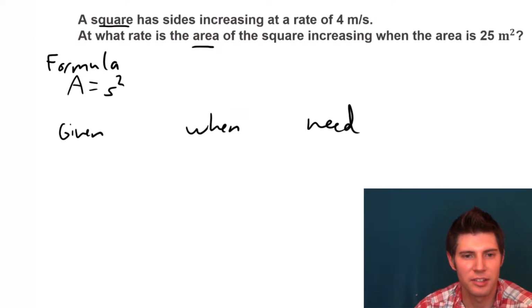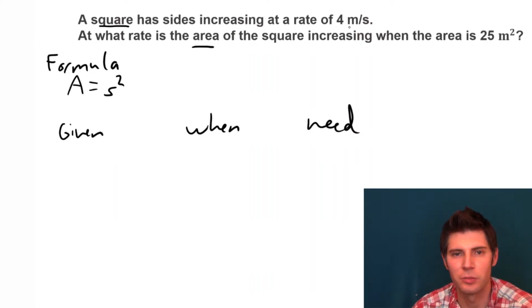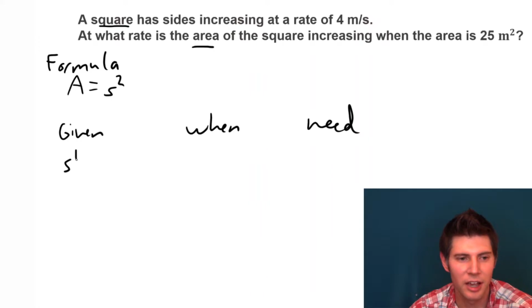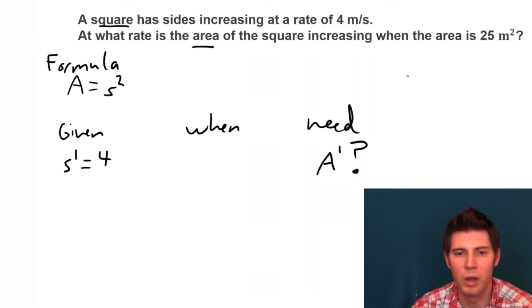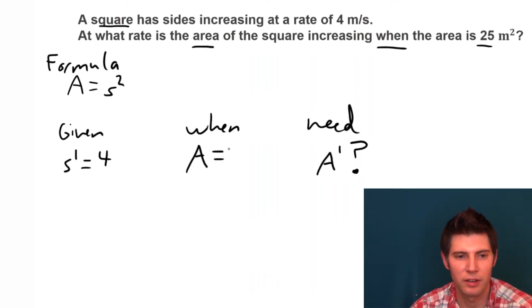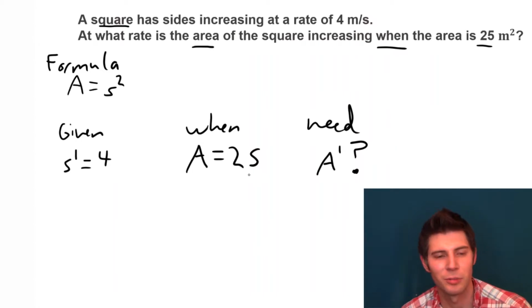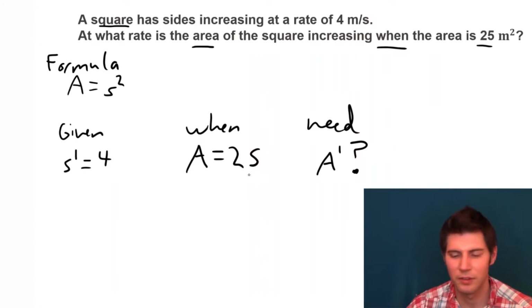A square has sides increasing at a rate of 4 meters per second. So our given is that the sides are increasing at 4 meters per second, so it's s prime. At what rate is the area of the square increasing? So our need is area increasing. And then when the area is 25, when a equals 25. You just want to be careful about putting in the right variables. So it's not s equals 25, it's a equals 25.